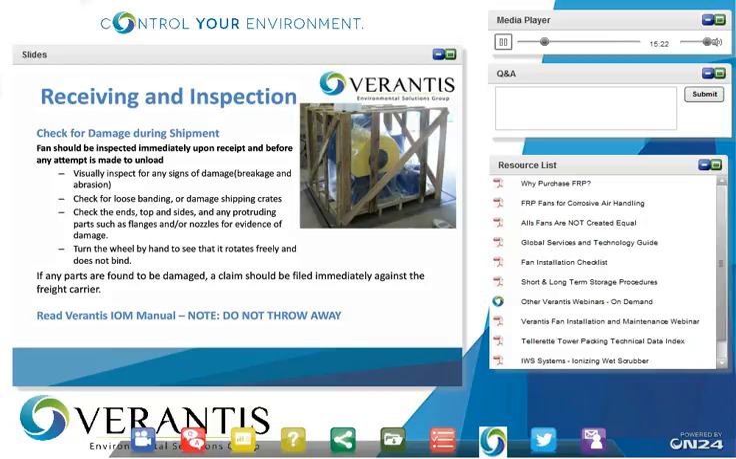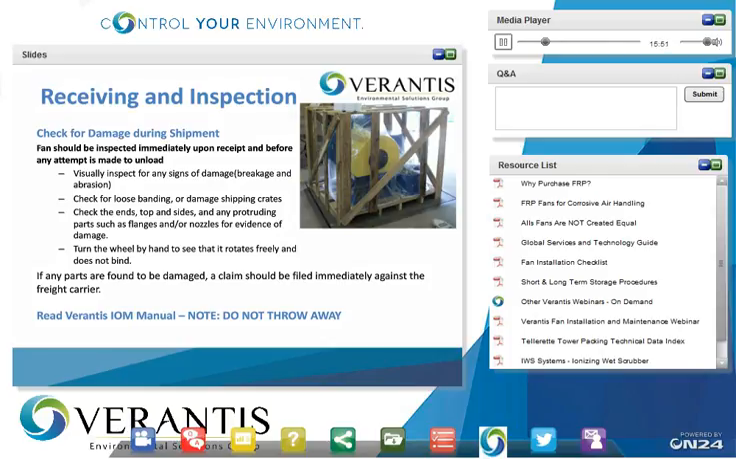this slide gives you the introduction of how to receive and inspect the fan. It is very important for you to inspect the fan immediately upon receipt and before any attempt is made to unload the fan from the shipment. In regards to the inspection, basically it's going to start from visual. The picture shows how the fan is going to look when it leaves our plant.